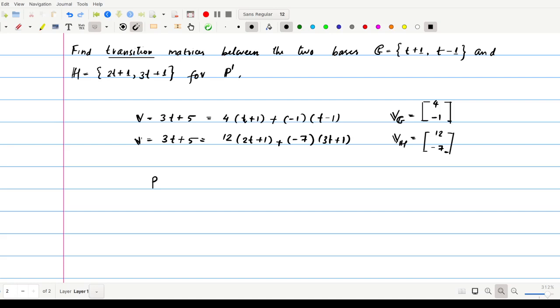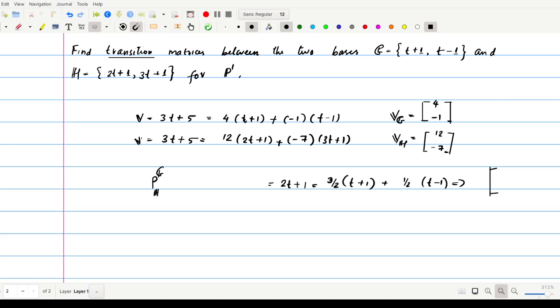So first we write P H G. In order to get this matrix, we need to write the elements of H as a linear combination of G. That means we write 2t plus 1 is equal to 3 by 2 times t plus 1 plus 1 by 2 times t minus 1. When you add this, you can get 2t plus 1, because when you expand this, you get 3 by 2 t, and from the second expression we get half t. 3 by 2 t plus half t will be 2t, and 3 by 2 minus half is equal to 1. So from this expression you can write the coordinates of this 2t plus 1.